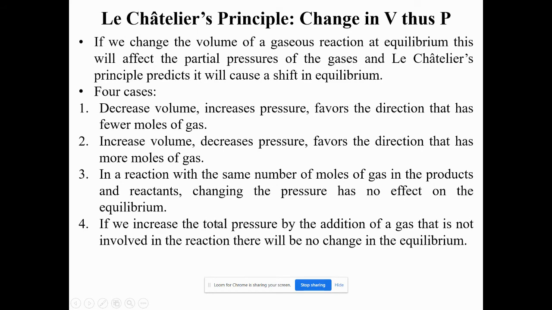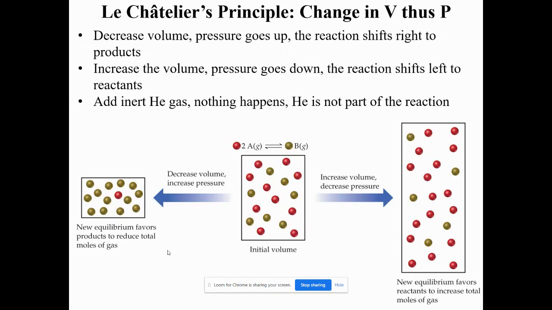Number 4, if we increase the total pressure by the addition of a gas that is not involved in the reaction, there will be no change in equilibrium. So say you add He to a gas. He is inert. It's not going to change the equilibrium. Now let's look at an example.